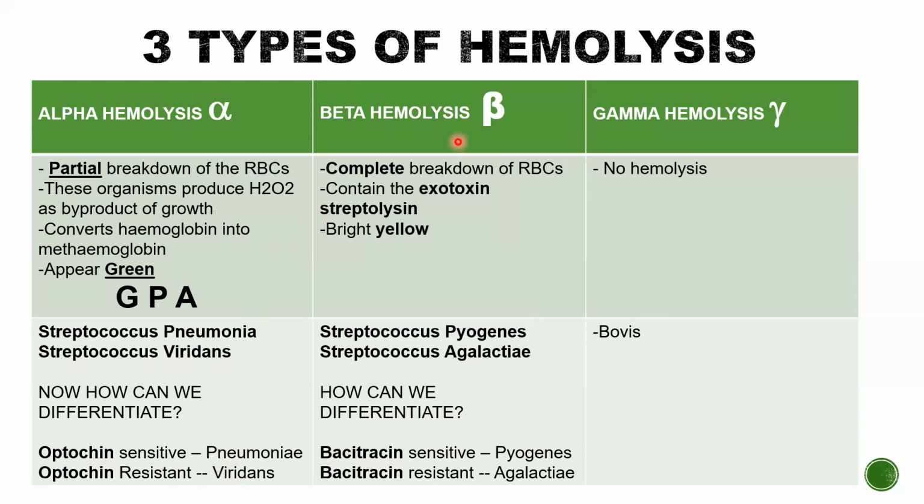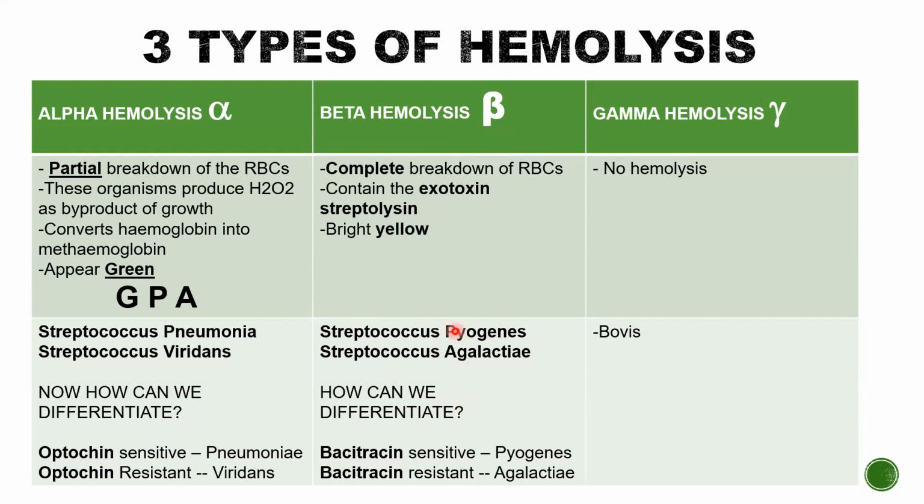Okay. Now moving on to beta hemolysis. These are the most important ones. Basically, beta hemolysis means it's the complete breakdown of red blood cells. I'm not going to go into too much detail. Let me just stick to this. So it has complete breakdown of red blood cells. It appears as bright yellow on the blood agar. And the main characteristic of the beta hemolytic strep organisms is that they contain exotoxins and streptolysin. Now the two that fall under this category are Streptococcus pyogenes and Streptococcus agalactiae.